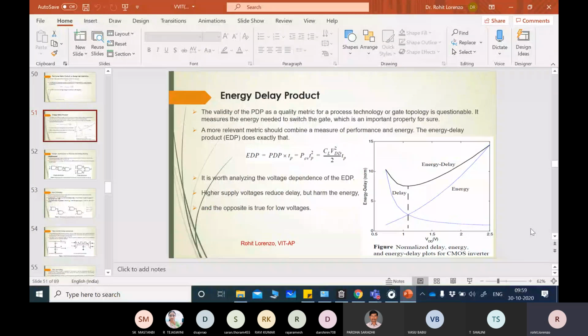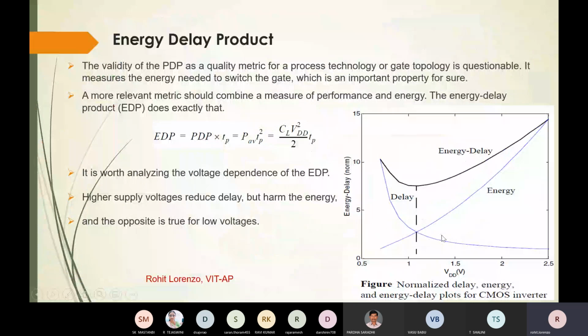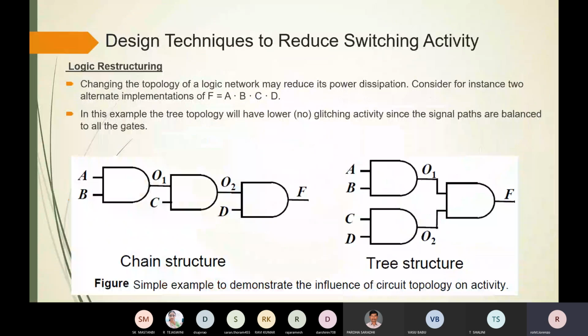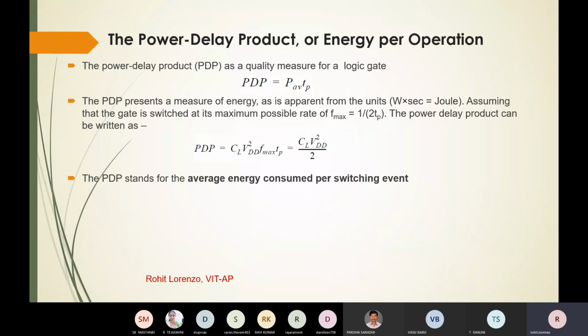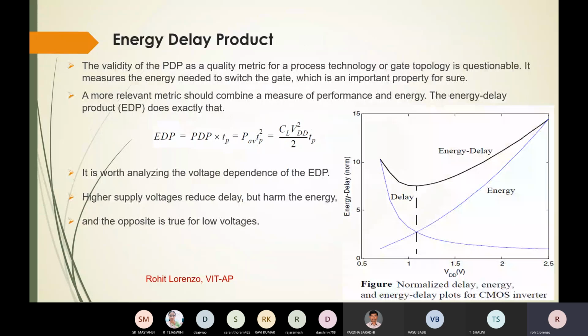So in the previous lecture, I have covered up to here. We have studied different types of power dissipation and power dissipation at various abstraction levels. So we have just understood what the enemies are and why it happens, what the sources of power dissipation are. Now in this lecture, we'll see what the solutions for power dissipation are.